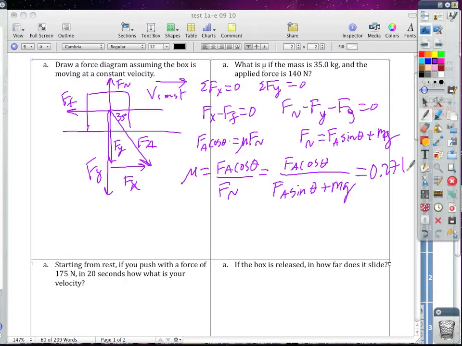Yes. When you're solving for mu, how do you get the number from the Fa cosine? Oh, well, you know what Fa is, right? So if I go ahead and write this out, let me write this in red. Mu is 140 times the cosine of 35 over 140 times the sine of 35 plus 35 times 9.8. Yeah. Okay, any other questions?